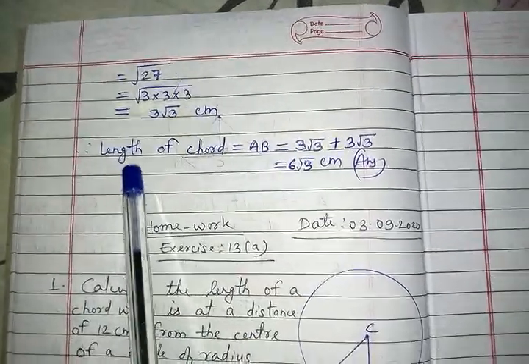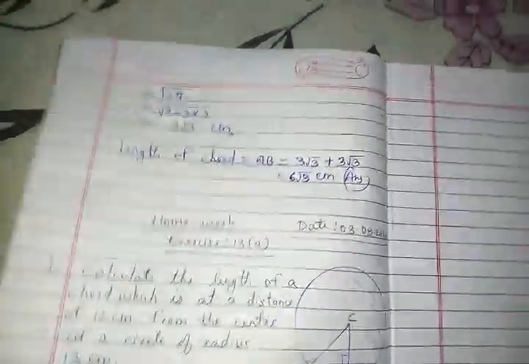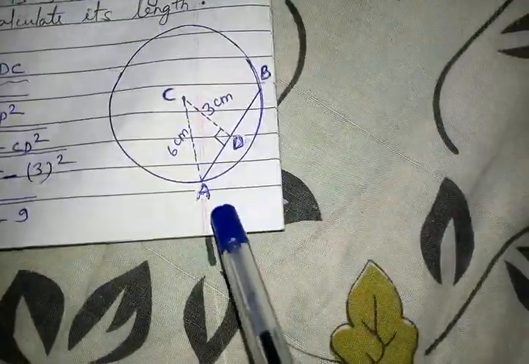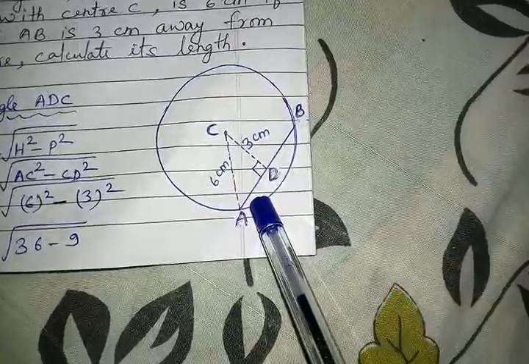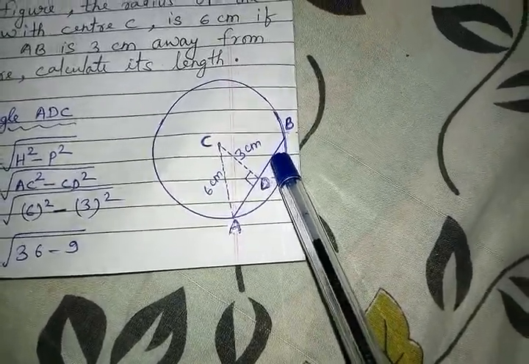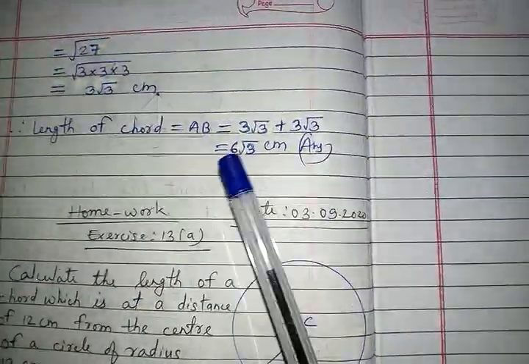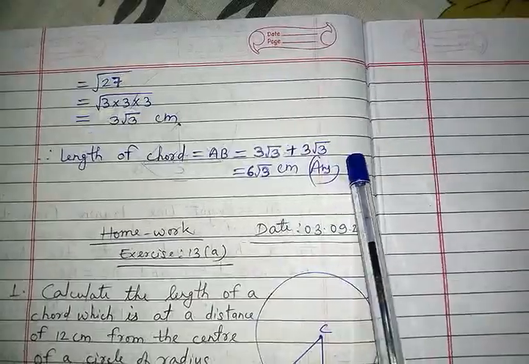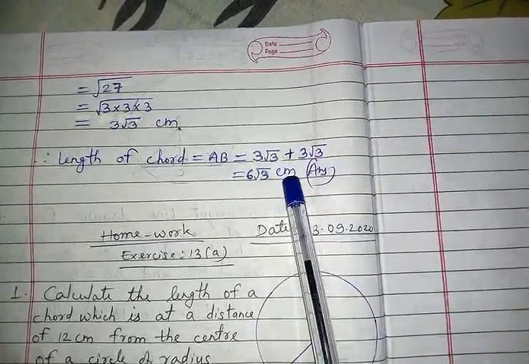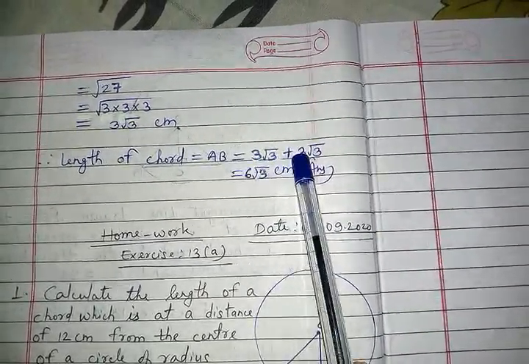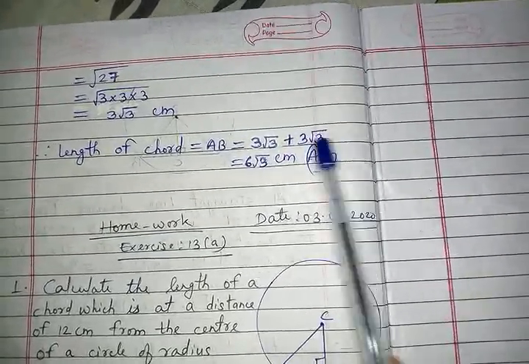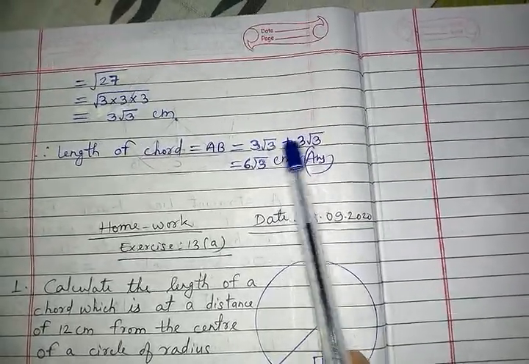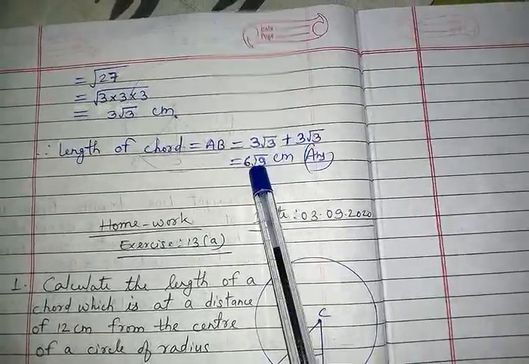As you all know, the length of the chord is AB. In the diagram you can see the value of AD is 3 root 3, so this other part will also be 3 root 3. So the length of the chord will be 3 root 3 plus 3 root 3, that is 6 root 3. Just like 3 mango plus 3 mango is 6 mango, similarly 3 root 3 plus 3 root 3 is 6 root 3. That is, root 3 stays the same, and 3 plus 3 is 6.